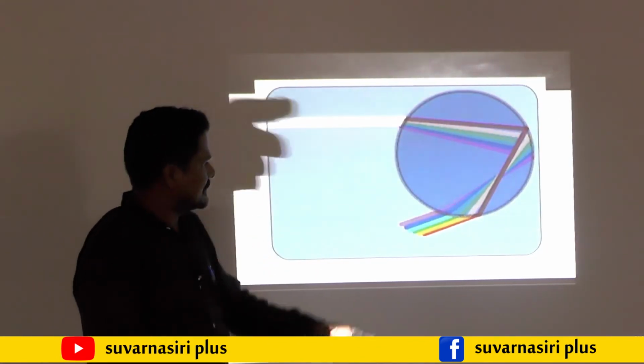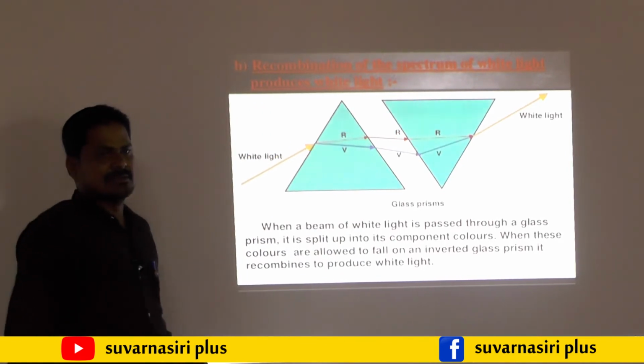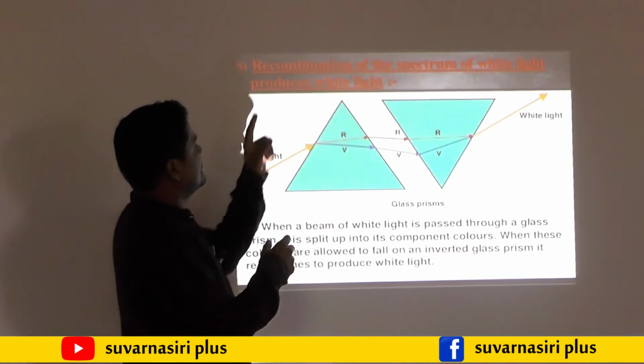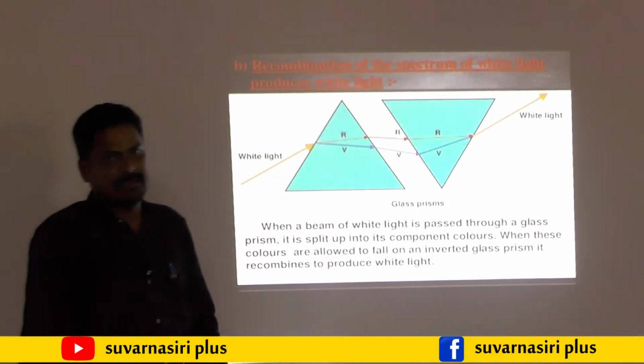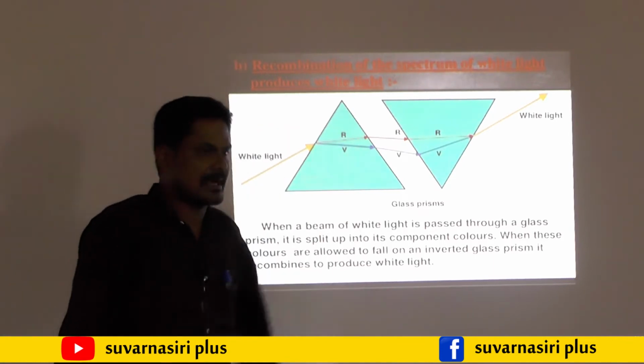If we do not put the prism inverted, what will happen? Again we get 7 colors only. So dear students, we have to understand this recombination of white light. It is a very important diagram, and for the sake of the examination you have to practice it.